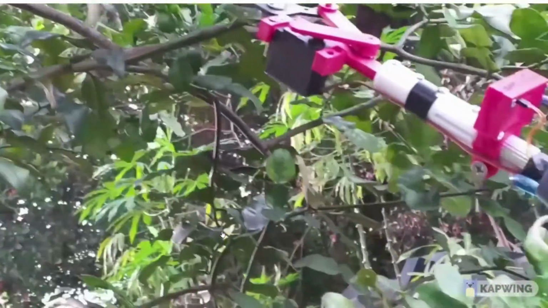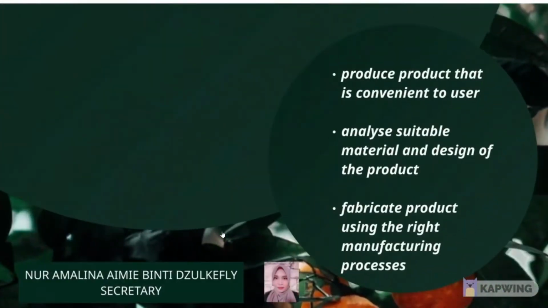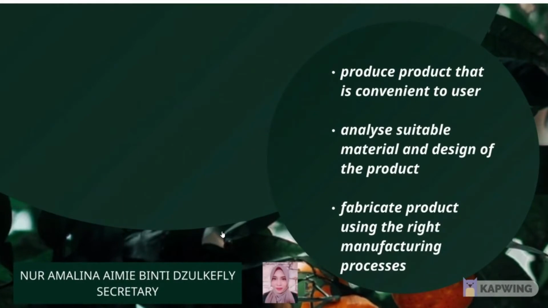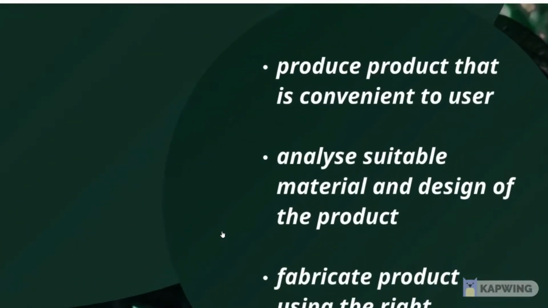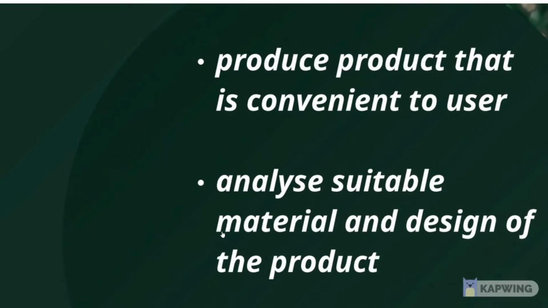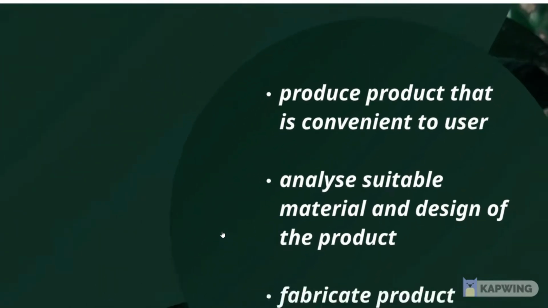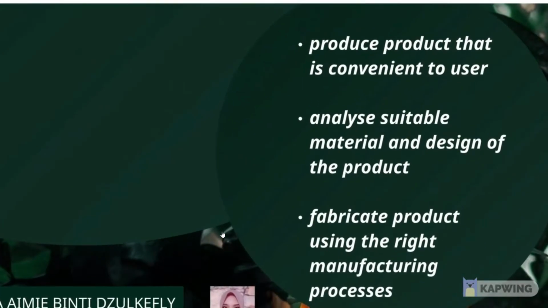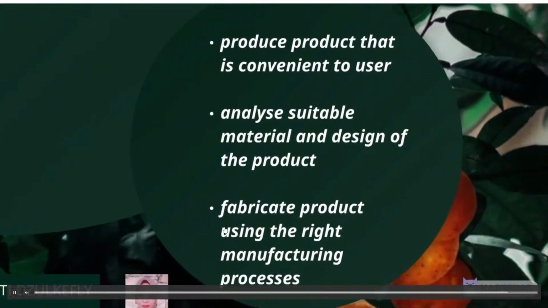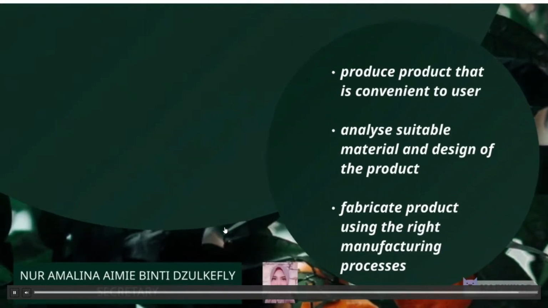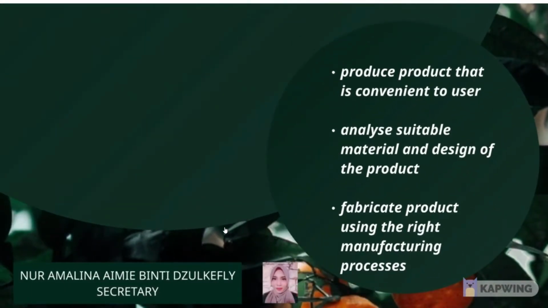The objective of this project is to produce a fruit picker pole that is convenient to be used by all users. This is done by eliminating the limitations that occur in today's fruit pole design. Next, another objective is to analyze the material and design most suitable for every particular component to be used in this project. Lastly, to fabricate the product using the right manufacturing process, as there are a lot of manufacturing methods to be selected from.